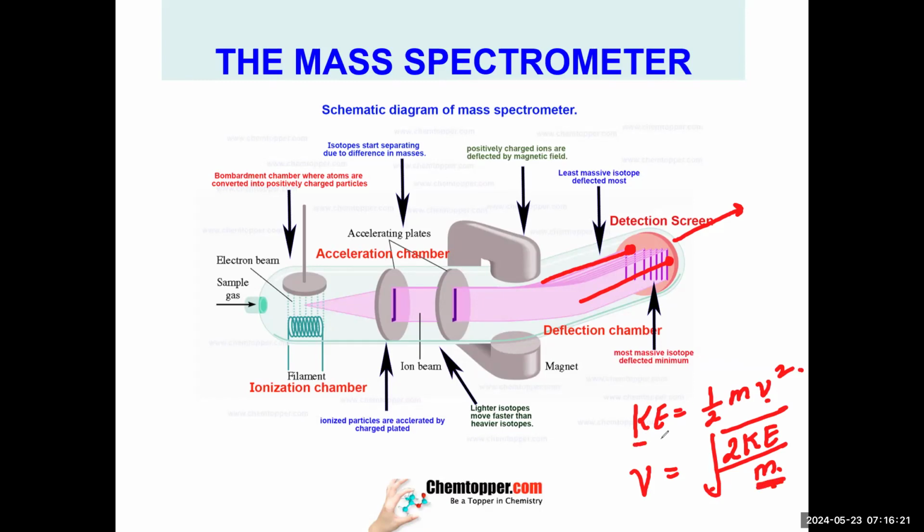This is the equation for the kinetic energy, children. Here, this is the mass, this is the velocity. So these particles are moving with different speeds. They start separating here because of the different masses, and then they are deflected again by different angles. The one which is more massive is less deflected. The one which is less massive is more deflected. This can be a chemistry Olympiad question.